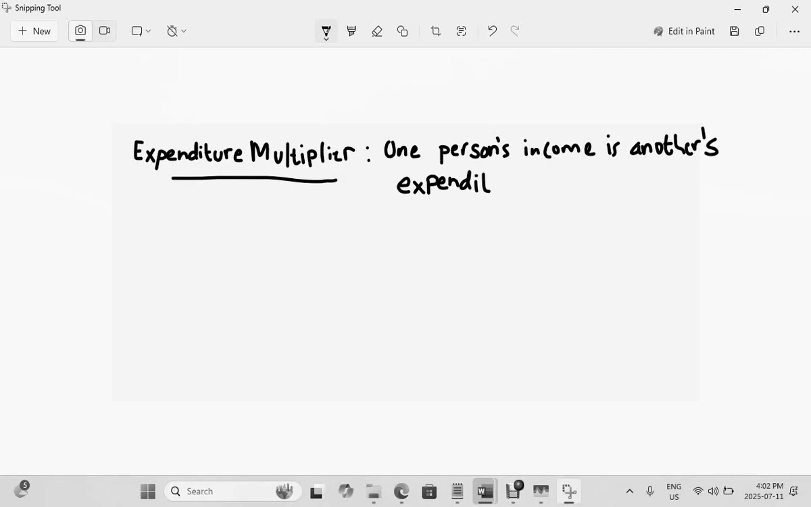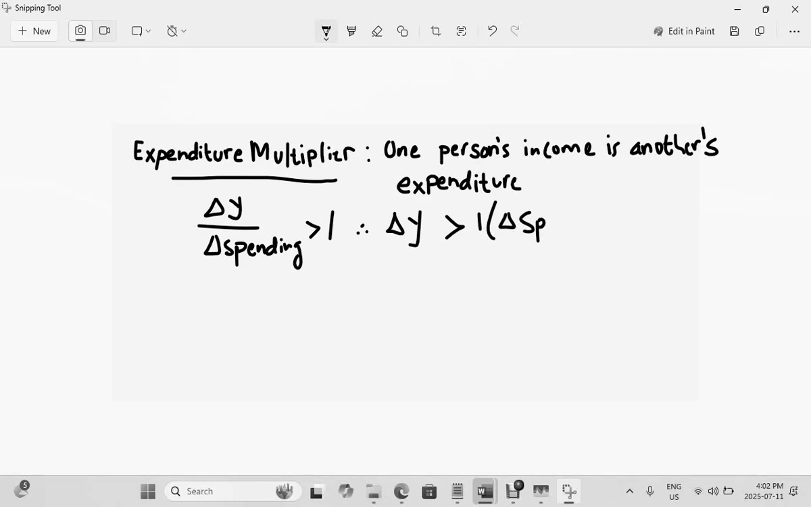If you do look at the formula, your expenditure multiplier has to do with change in GDP divided by change in personal spending. It is greater than 1. Therefore, we know that change in GDP is more than change in personal consumption or expenditure. So this is spending over here.